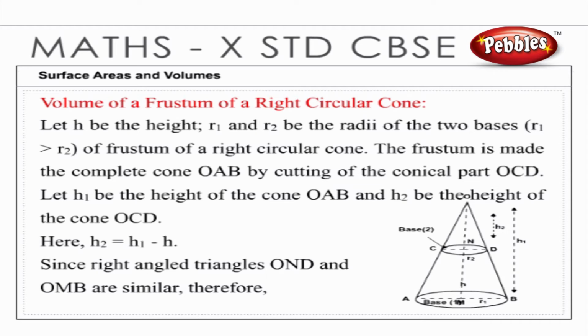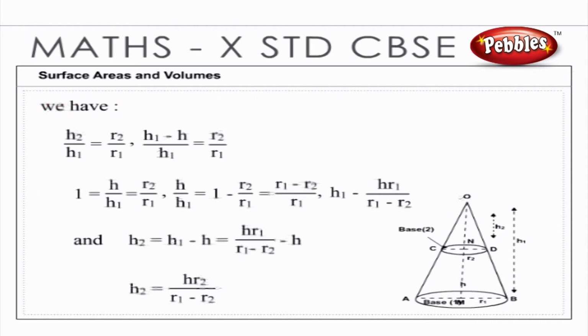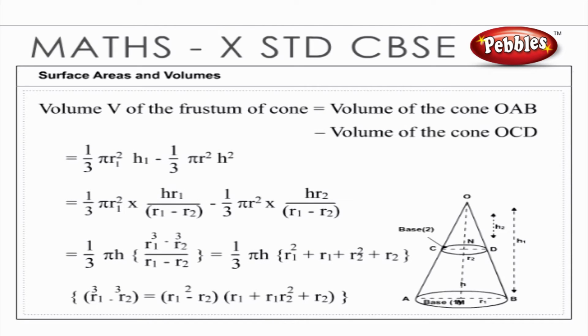Let H1 be the height of the cone OAB and H2 be the height of the cone OCD. Here H2 is equal to H1 minus H. Since right-angled triangles OND and OMB are similar, we have H2 by H1 is equal to R2 by R1. From the above, we get the volume V of the frustum of the cone is equal to the volume of the cone OAB minus the volume of the cone OCD.